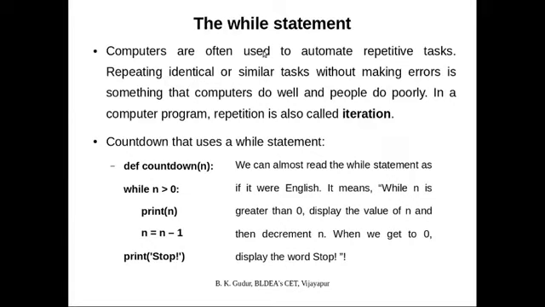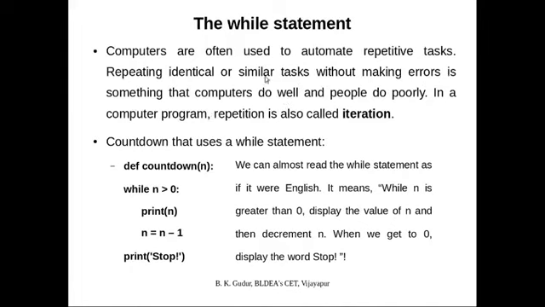Computers are often used to automate repetitive tasks. If you remember, during the introduction class I told you why we need programming: because we human beings are lazy to do repetitive tasks, and to get such work done by a machine, we should do programming. Repeating identical or similar tasks without making errors is something that computers do well and people do poorly.